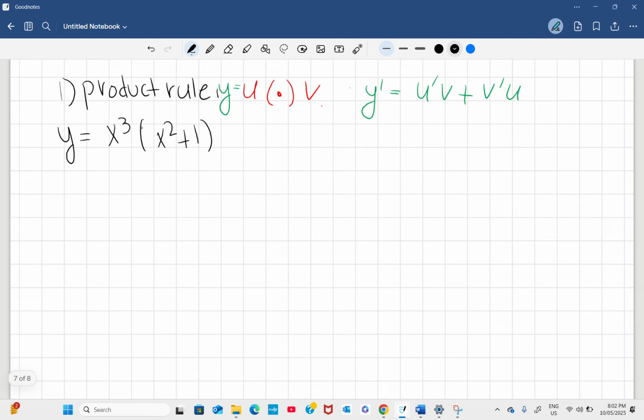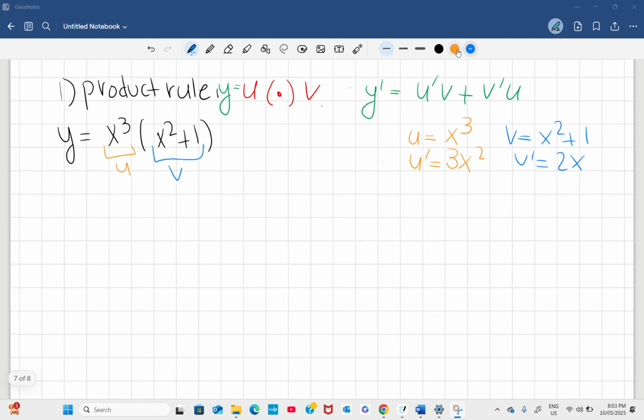Now, I need these two functions being multiplied by each other. Now to make things easier for myself, I'm gonna do a little table on the side. Okay, so this is my u, let's label them. This is my v. I'm gonna write u equals x to the power of 3, u prime is the derivative of u, 3x squared, and then v equals x squared plus 1, my derivative is 2x.